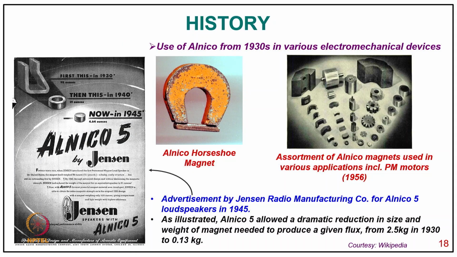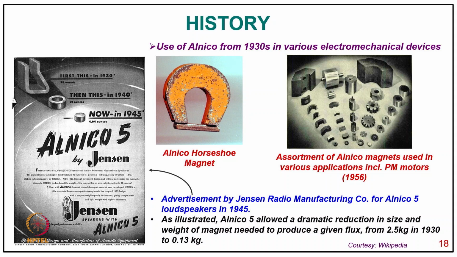Then this is typically the use of Alnico in 1935 in various electromechanical devices. Typically, you can see the photograph of an Alnico horseshoe magnet, and the assortment of Alnico magnets used for various applications, including PM motors in 1956.